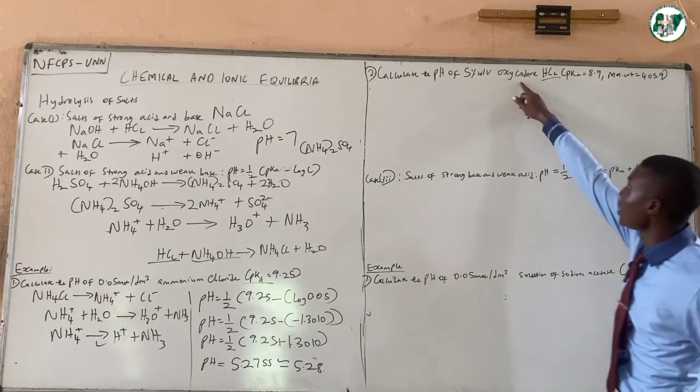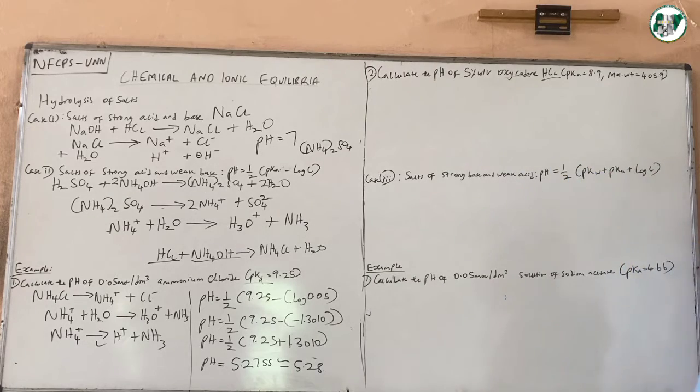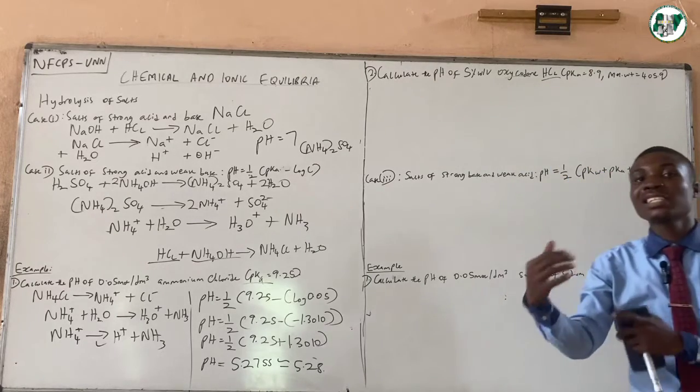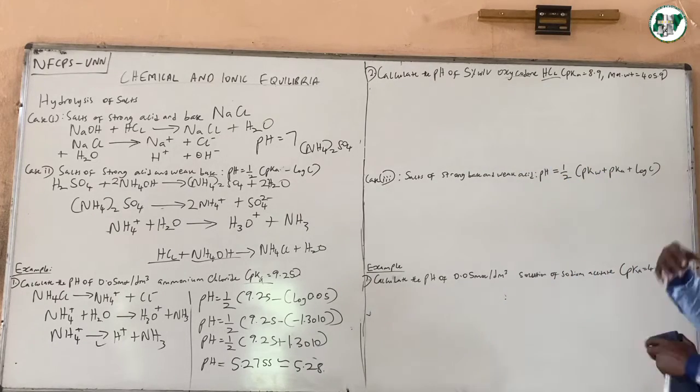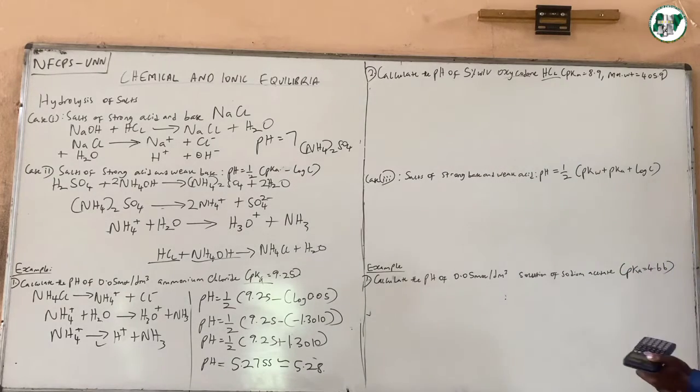Since this is basic, you need a counter ion that is acidic. And when you have an acidic compound, you need a counter ion that is basic. So let's look at how to convert that weight per volume to mole per dm cube.